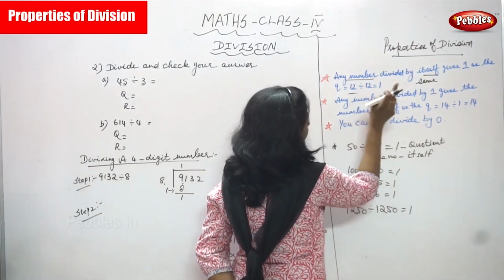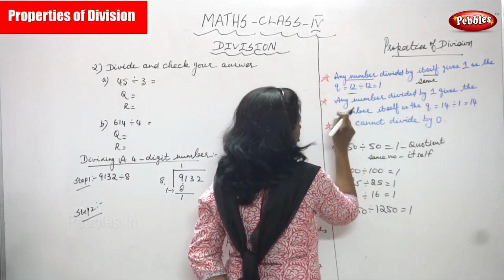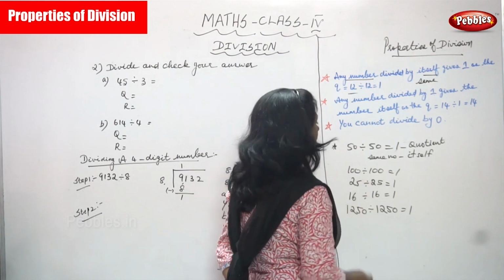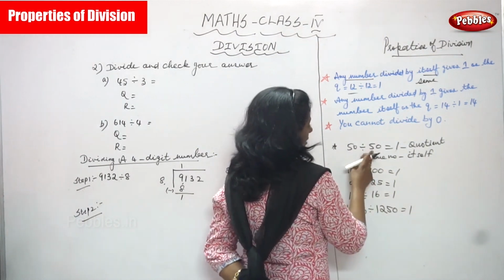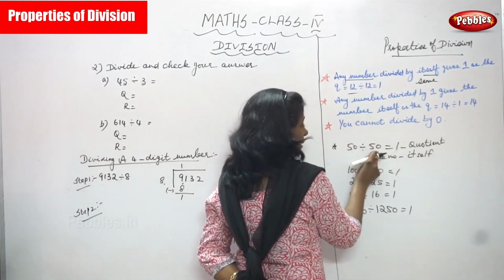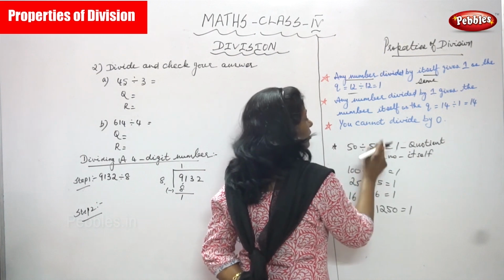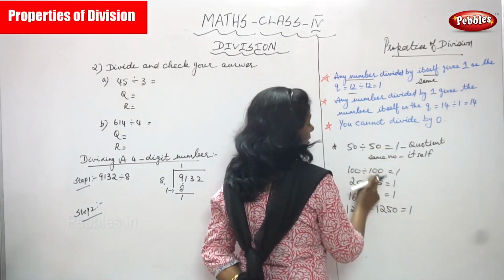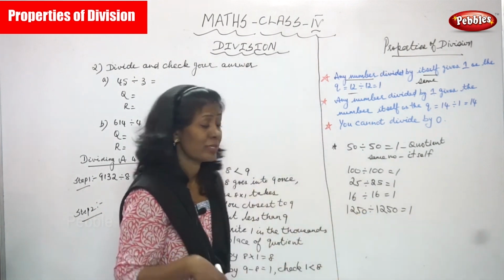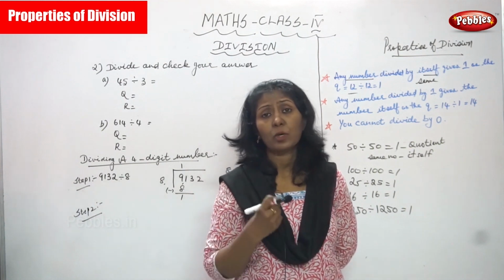Any number divided by itself gives 1 as the quotient. 12 divided by 12, you get 1. I am giving more examples, so kindly look at this. 50 divided by 50, any number divided by itself means the same number, 1 as a quotient. 100 divided by 100, 1 as a quotient. 25 divided by 25, 1 as a quotient. And 16 divided by 16, 1 is the quotient.